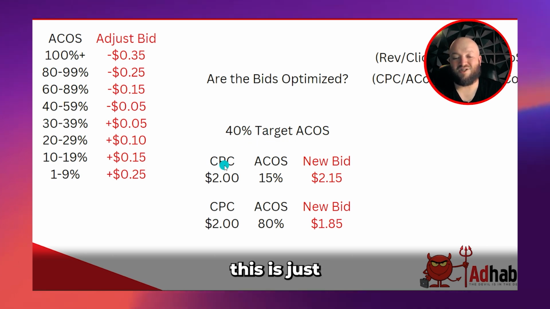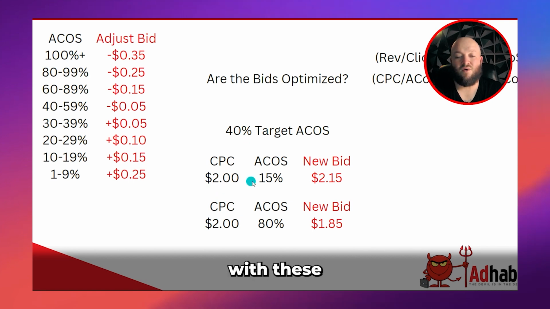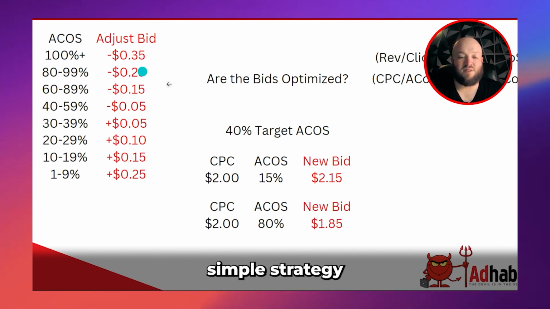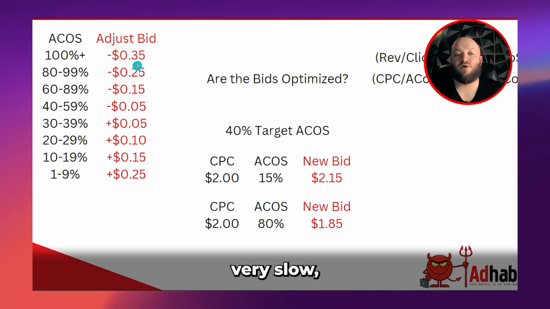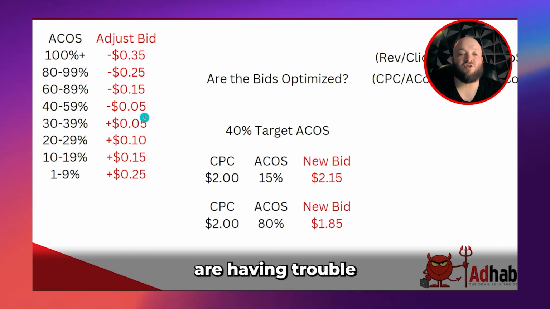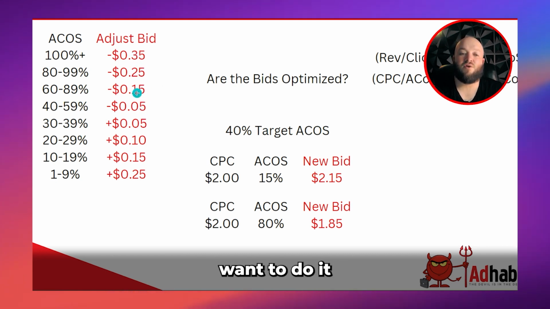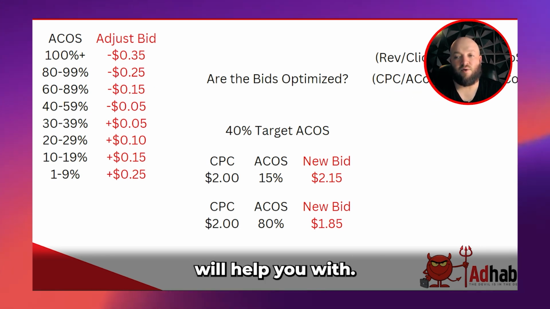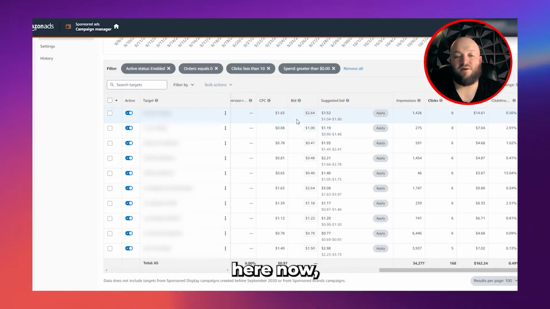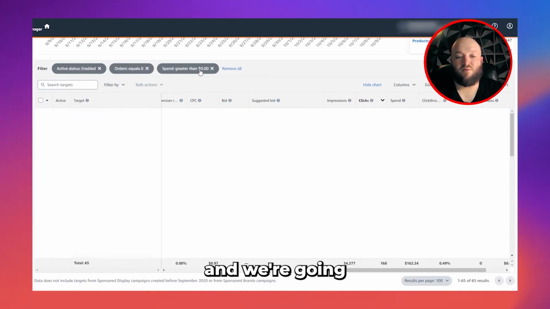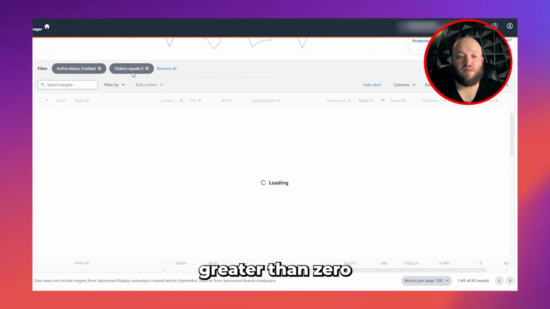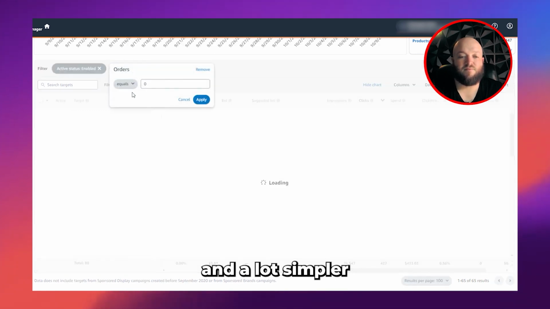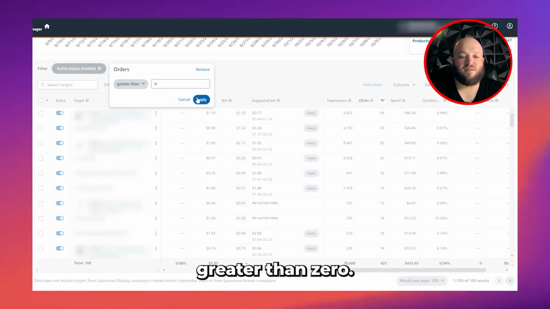So basically this is just going to give you what it would look like adjusting it towards a 40% target ACoS with these metrics here using this simple strategy over here, which is a very slow iterative method. So if you are having trouble with profitability, you may not want to do it quite as slow. You may want to do bigger adjustments at a time, which these formulas will help you with. So getting back into it here, now we want to get rid of all this and we're going to do orders greater than 0. And a lot simpler, orders greater than 0.